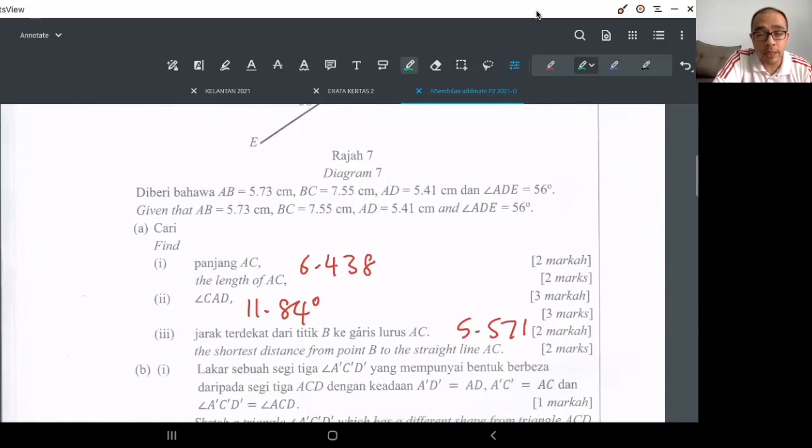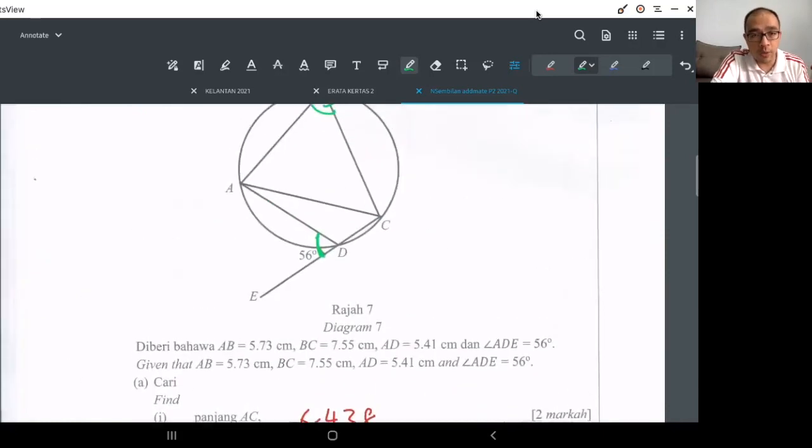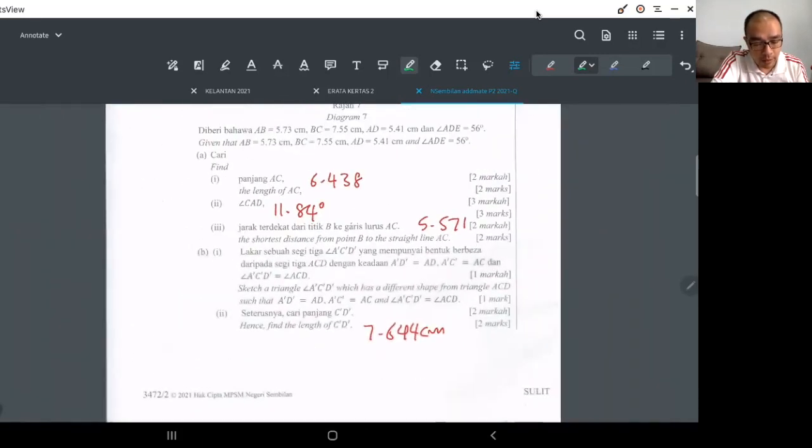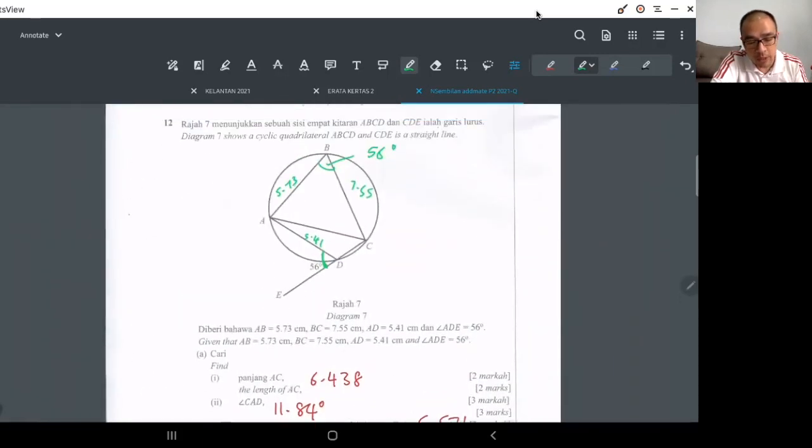AB equals 5.73. So long. Okay, AB is 5.73, BC is 7.55, AD is 5.41, ADE is 56. Okay, find the length of AC. So usually the first few questions are not very difficult. Find the length of AC: use the cosine rule, because you have two sides and the angle, so you can find the length of AC.